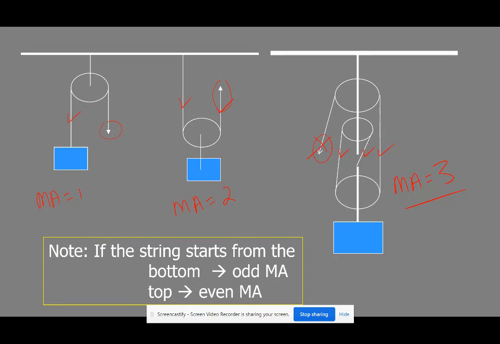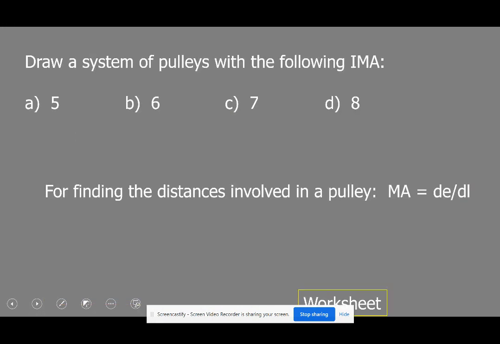Some of the questions you're going to have are going to involve drawing these pulley systems. So I'll just tell you that if the string starts from the bottom, you always get an odd mechanical advantage, like here. See, the string started from the bottom. That means down on the movable pulley systems, you're going to get an odd mechanical advantage like the 3. If we were to start it at the top, we would get an even mechanical advantage, for example, 2. And that is how that will work.